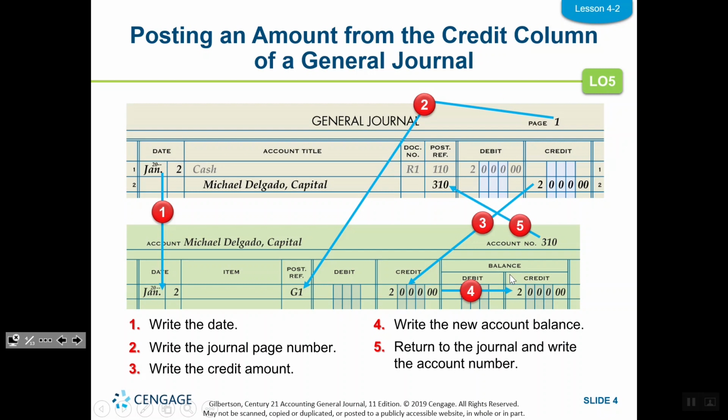Now this balance amount here, whether it's debit or credit, remember we've got to go back to our T account, so we've got to know what our balance side is. Remember, that's our increase side. Capital has a credit increase side, so the balance side is the credit.